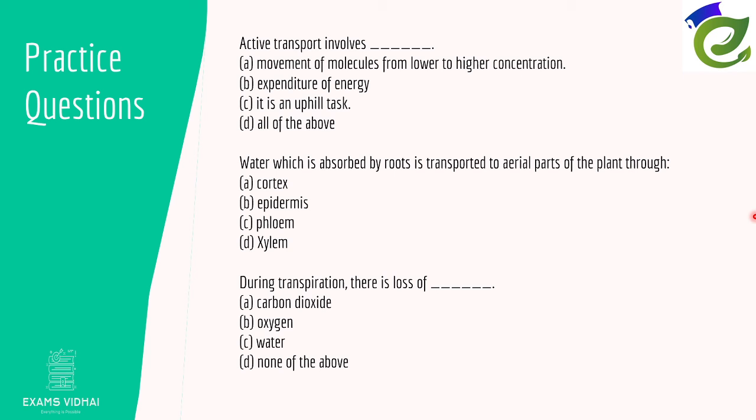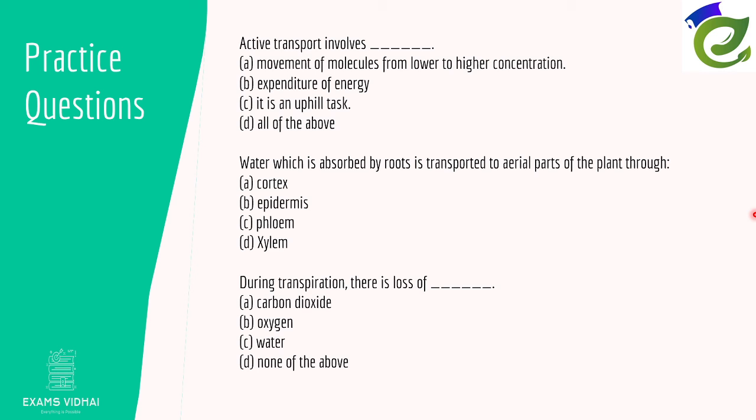First question: active transportation involves movement of molecules from lower to higher concentration, expenditure of energy, it is an uphill task, or all of the above. The next question is: water which is absorbed by the roots is transported to aerial parts of the plants through cortex, epidermis, phloem, or xylem. The third question is: during transpiration there is a loss of carbon dioxide, oxygen, water, or none of the above. You can pause this video and solve these 3 questions and then resume the video.